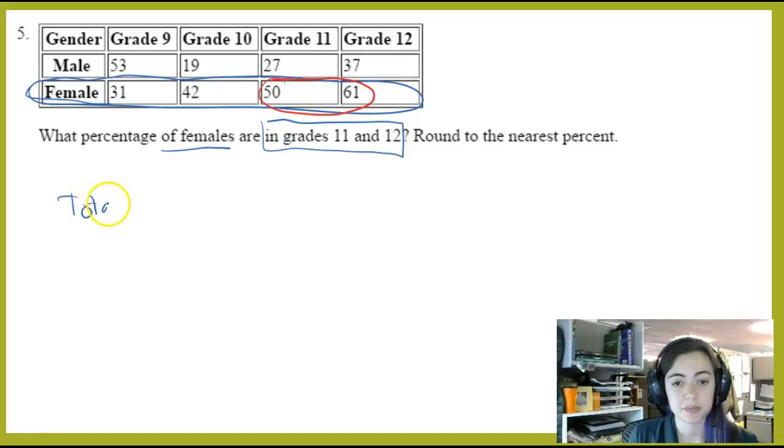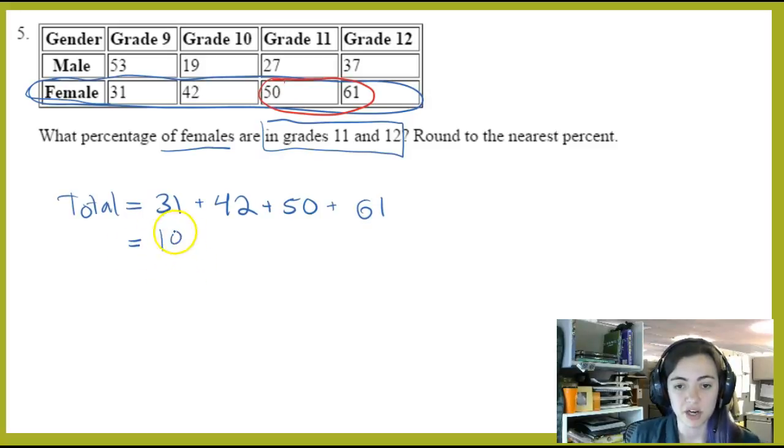So total, it looks like we have 31 in 9th grade, 42 in 10th grade, 50 in 11th grade, and 61 in 12th grade. So if you add up all of those, you get 184. You can do it by hand, on paper, in a calculator, doesn't matter. So you know there are 184 females. And how many are in grades 11 and 12?